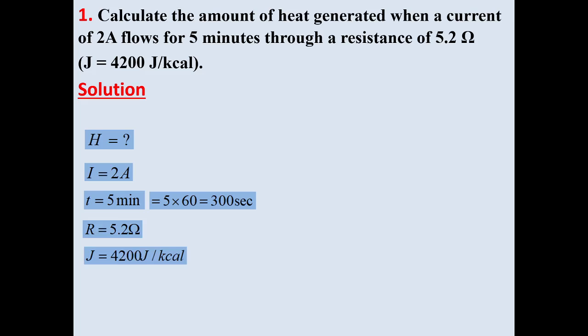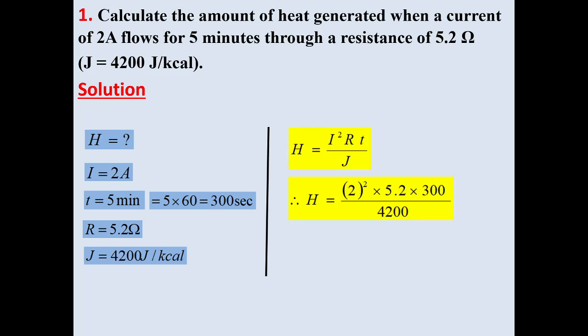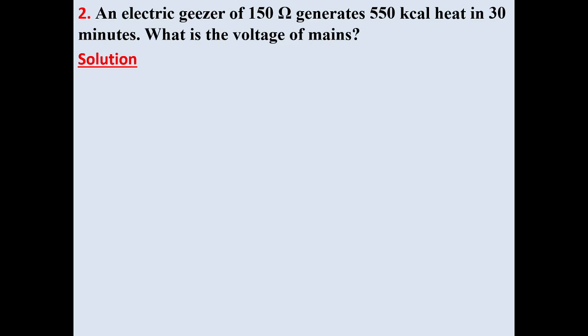So with this given data, we can now find out the amount of heat generated using formula H is equal to I square RT upon J. Just substitute all the values, you will get amount of heat generated as 1.49 kilocalorie. Let us solve second problem.